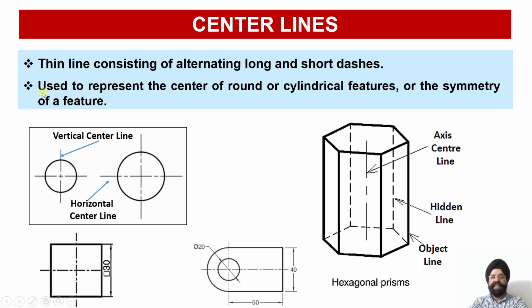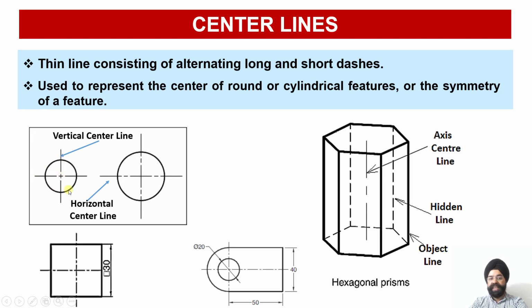The center lines are used to represent the center of a round or cylindrical or square feature, or symmetry of a feature. So here you can see we have got one block where two holes are there. For every hole, because you can draw a circle only when the center of the circle can be located, the horizontal as well as the vertical center lines will be drawn to identify the center of the circle.